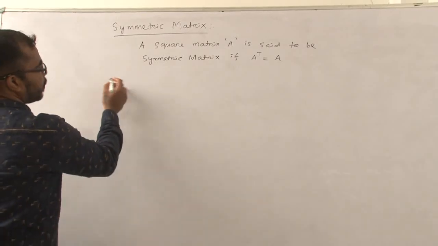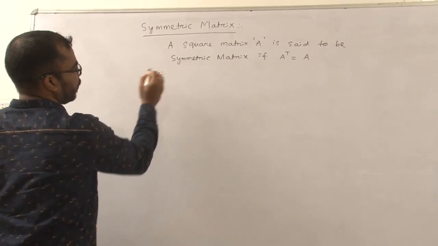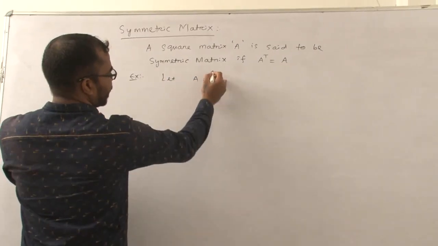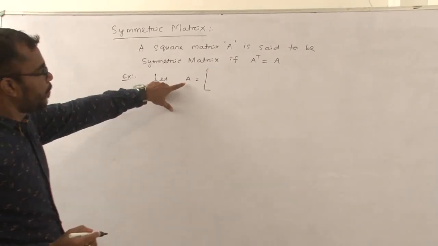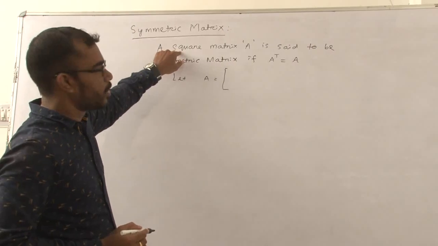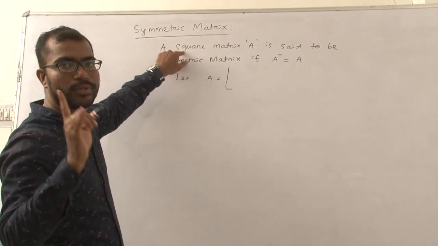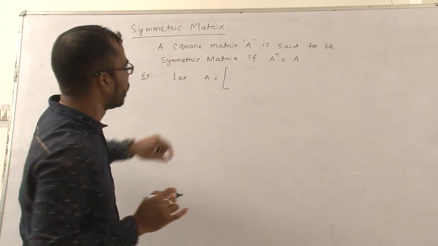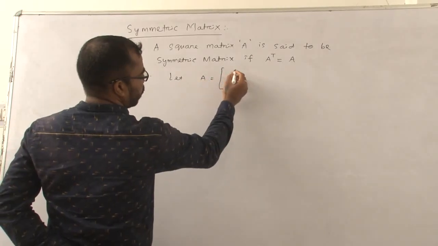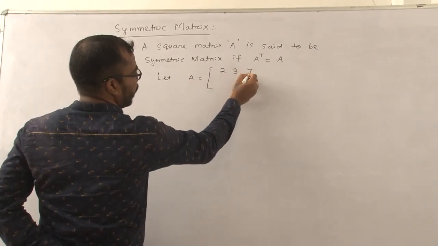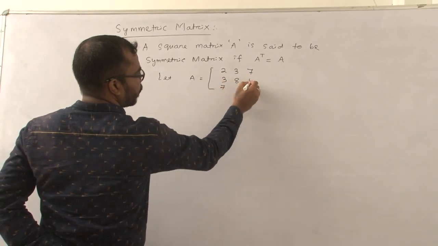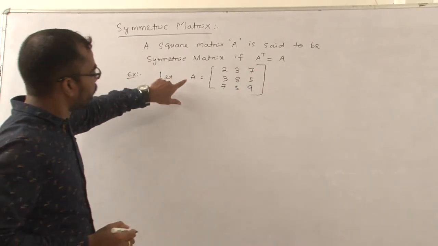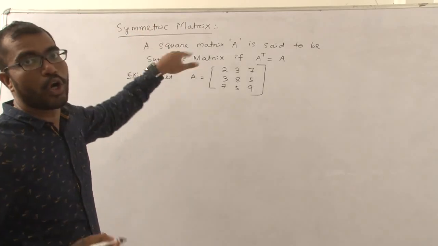So now we take some examples to understand clearly. Let A be a matrix. First of all, a matrix should be a square matrix. That means the order of the matrix should be the same, that means rows and columns are equal. So we take an example. A is equal to 2, 3, 7, 8, 5, 9. First we have to check whether this matrix is a symmetric matrix or not.